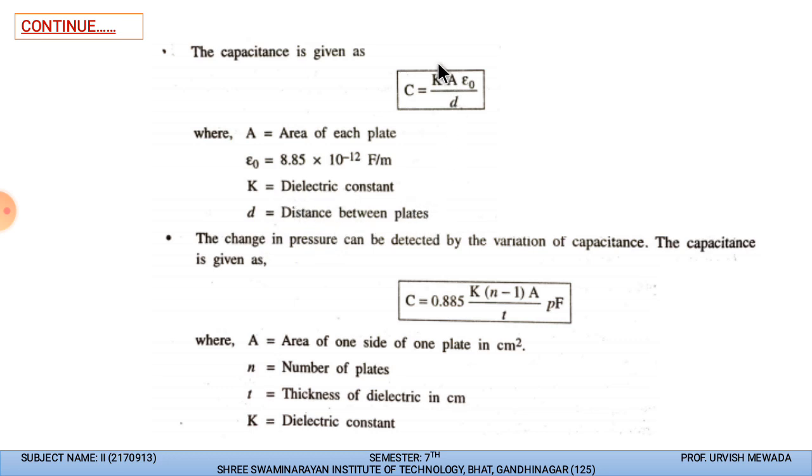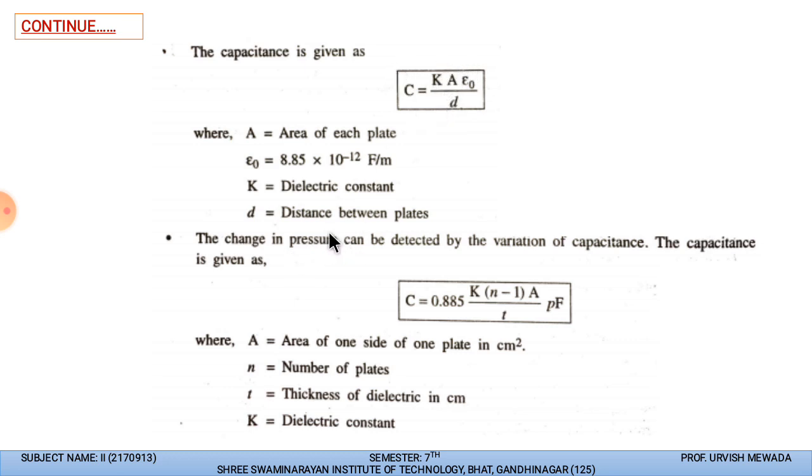From this equation we can write that C is proportional to 1 over D. Also, C is proportional to epsilon 0, and C is proportional to A. So whenever the area of the plate increases, the capacitance increases. Whenever the permittivity increases, the capacitance increases. But when the distance between the two plates increases, the capacitance decreases. So this is the significance of this equation.